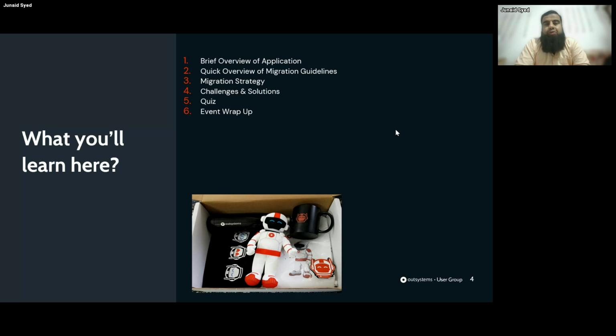So we will go over the brief introduction of the application. I've switched the topics a bit. So first we will go through the migration guidelines suggested by OutSystems. Then we will take a look at the migration strategy, and then a brief overview of the application, and then we will look at the challenges that we faced during this migration work, and the solutions that we applied. So that's how this session will be comprised of different topics.